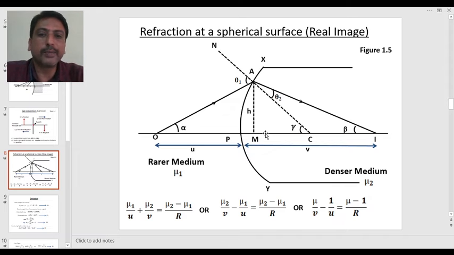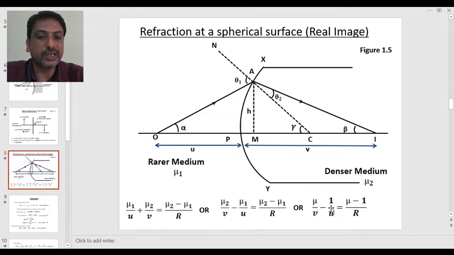Okay, now let us come to the main point of this session. Our aim is to derive an expression for the refraction formula with respect to a spherical surface which is going to form a real image. Here XY denotes a convex spherical surface, and a ray of light is made to incident on it from a point object placed on the common principal axis. After refraction, the refracted ray meets the common principal axis at a point I, where we get the formation of a point image.